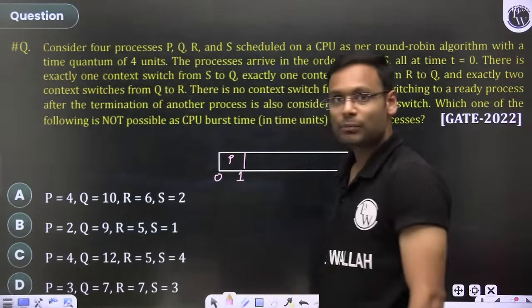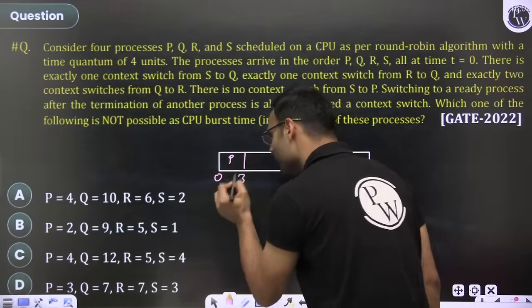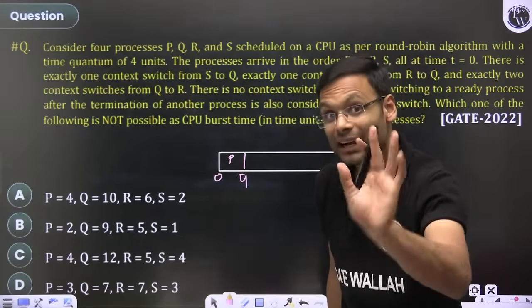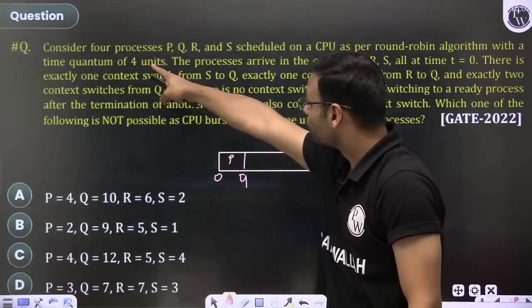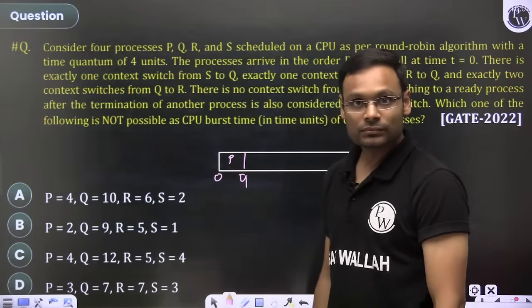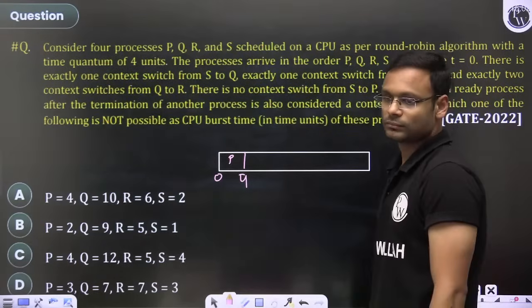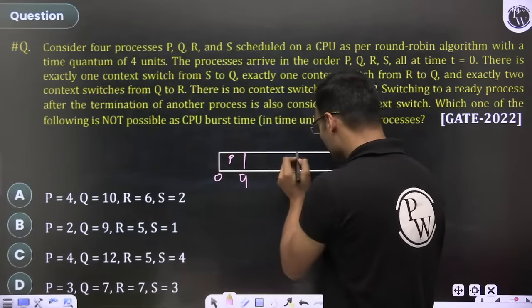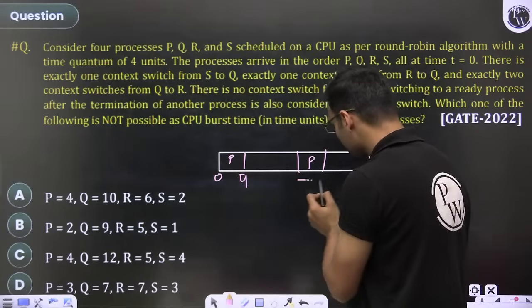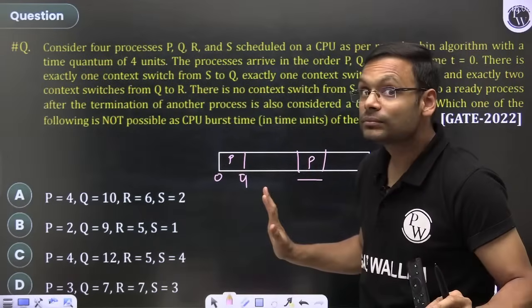Can P run for 1 time unit? Yes. 2 time units? Yes. 3 time units? Yes. 4 time units? Yes. After that, can P run for 5 time units? No. If quantum is 4, P cannot run more than 4 at a time. So P runs once. If P comes again, it will again run between 1 and 4 at a time, not more than that.